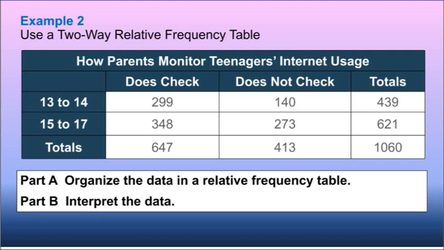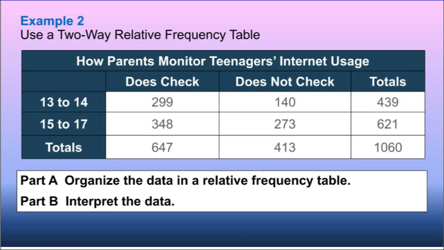So I have a lot of this completed for us. They gave us the data here. And in part A, we're going to organize the data in a relative frequency table. The table is going to look very similar to what we currently have. We're just going to change these inner boxes to a percentage. So to do that, I'm going to take the 13 to 14-year-olds, that row, and we're going to find out does check.